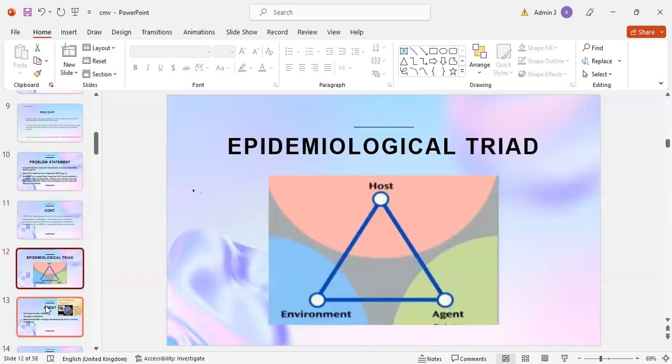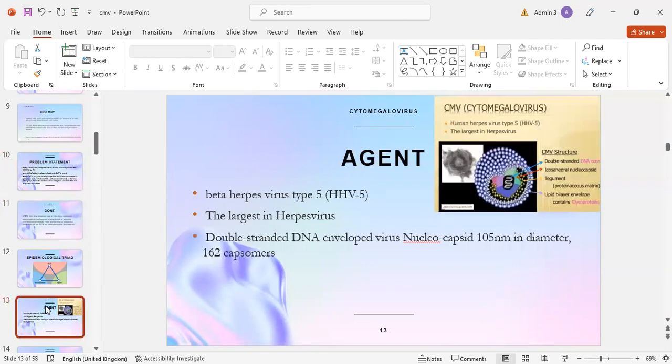Epidemiological triad. Agent: beta herpes virus type 5, the largest of the herpes viruses, a double-stranded DNA enveloped virus, nucleocapsid 105 nanometers in diameter and 162 capsomers.